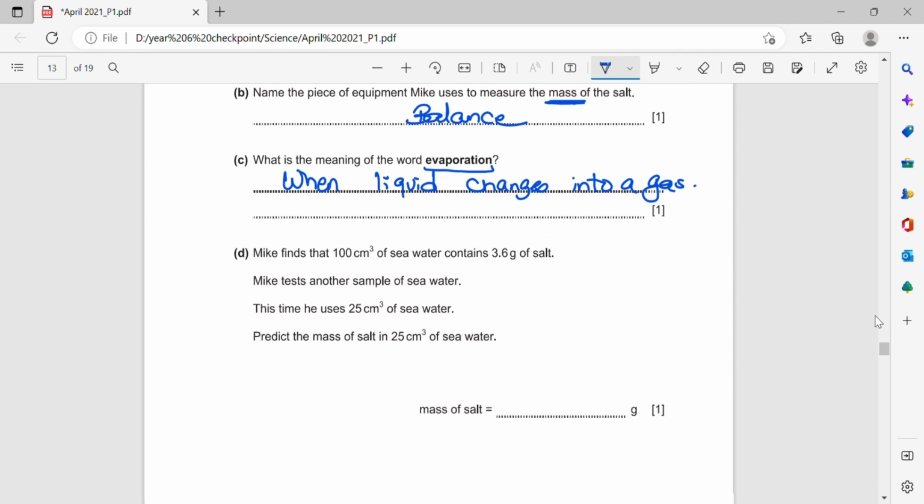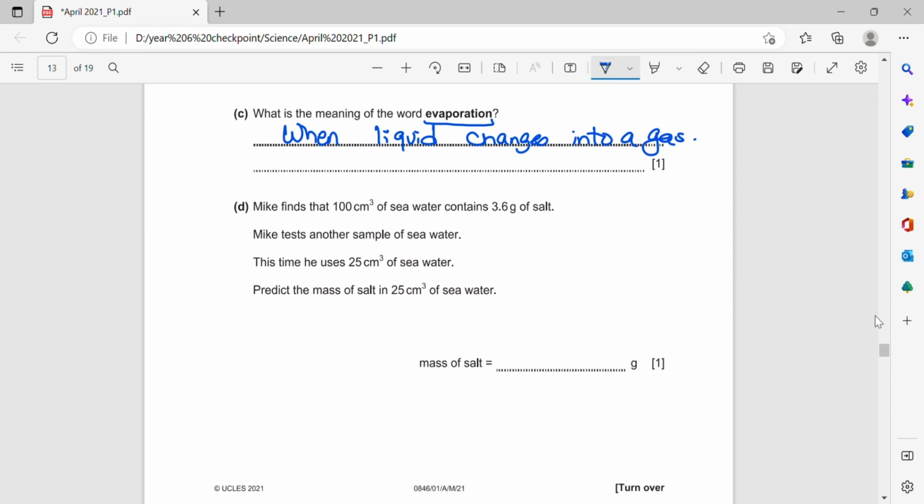Mike finds that 100 cubic centimeter of seawater contains 3.6 gram of salt. So what did Mike say? That 100 cubic centimeter of seawater has 3.6 gram of salt. This time he uses 25 cubic centimeter of seawater.